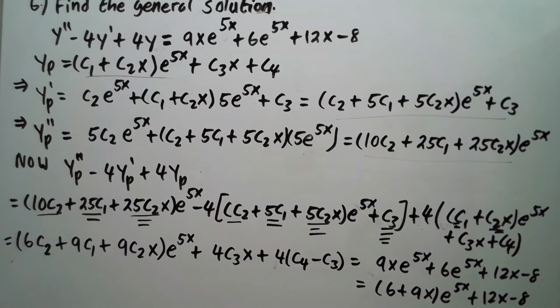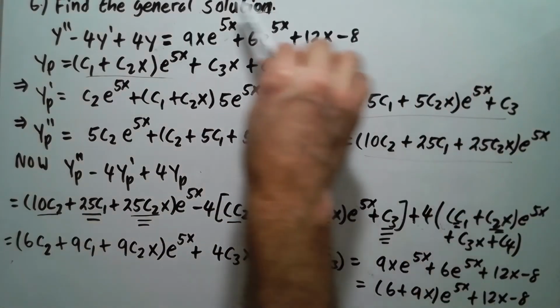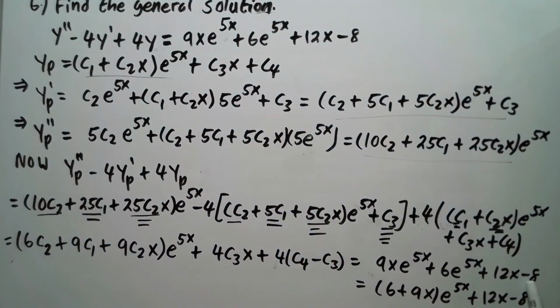Okay, so combining the terms, we got a 6c2, 9c1, 9c2x. That'll be the coefficient in front of the e to the 5x. Then we'll have a 4c3x, and then we'll have a 4c4 minus c3, just combining stuff up here. That has to equal the right-hand side of the differential equation. Right-hand side, I can pull an e out and write it as 6 plus 9x, e to the 5x, plus 12x minus 8. Now we can start equating coefficients.